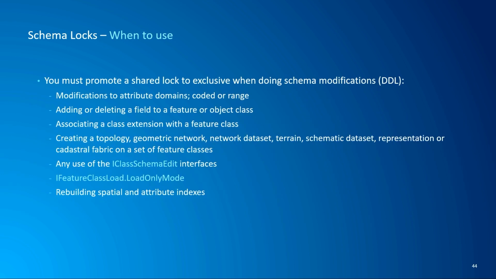So when do we want to use one? Well, like I said, it's when we want to make modifications to the class's information. This is usually information that maps directly to something that is modified via IClassSchemaEdit. So something like adding a field, or assigning the dataset to another extension dataset, like a topology or a geometric network. There are some cases that are slightly more surprising. For instance, adding a value to a coded value domain also requires that you take exclusive locks.